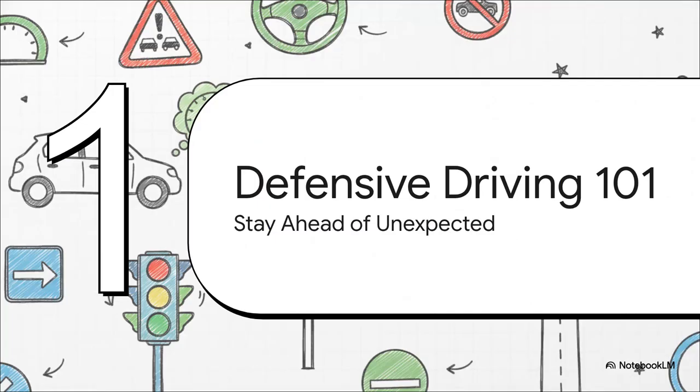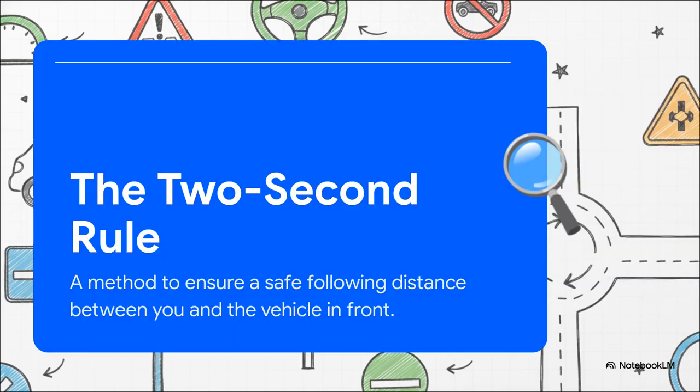Okay, so knowing the rules is one thing, but being a truly great, safe driver, that's about your mindset. And that's exactly what defensive driving is all about. It's kind of like the art of seeing the future, of anticipating and preventing problems before they even happen. And maybe the most important tool in your defensive driving toolkit is the 2-second rule. It's a super simple way to make sure you have enough stopping distance.